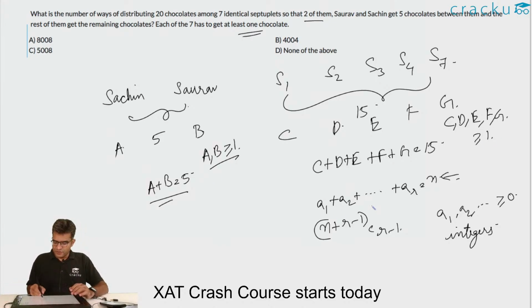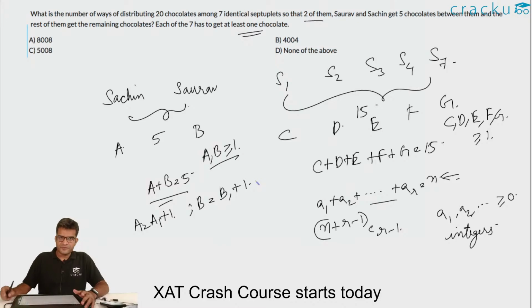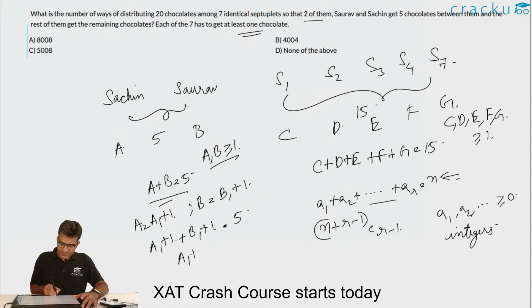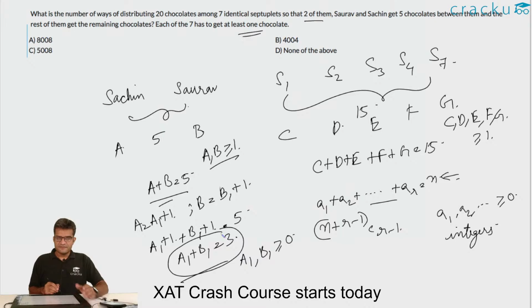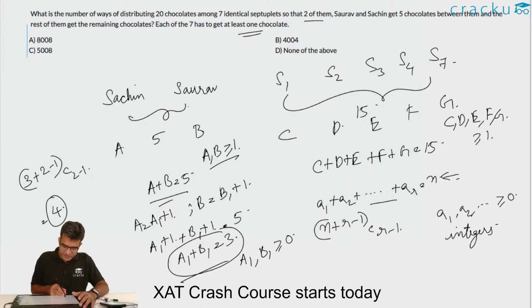To convert this into the form that we know is not very difficult. We'll write a as a1 plus 1. So if a is greater than or equal to 1, a1 will be greater than or equal to 0. Similarly, we'll write b as b1 plus 1. So a1 plus 1, which is a, plus b1 plus 1, which is b, is equal to 5, or a1 plus b1 is equal to 3. Now a1 and b1 are greater than or equal to 0, so the number of solutions for this will be 3 plus 2 minus 1 c 2 minus 1, which is equal to 4. So this has 4 solutions.